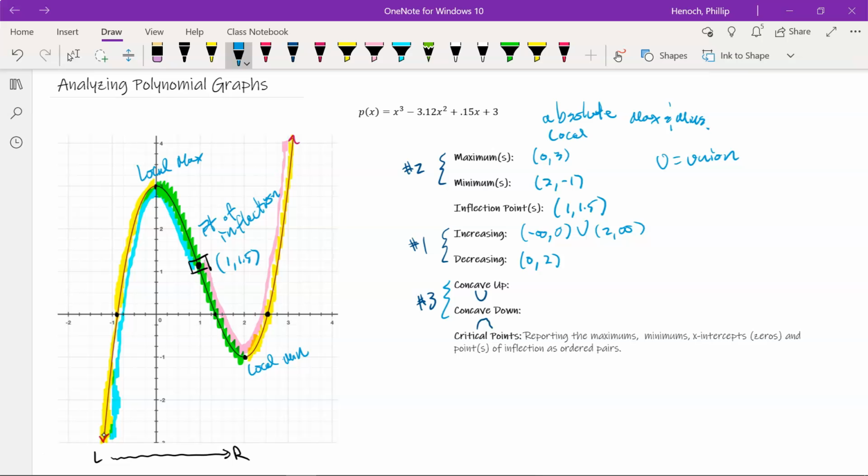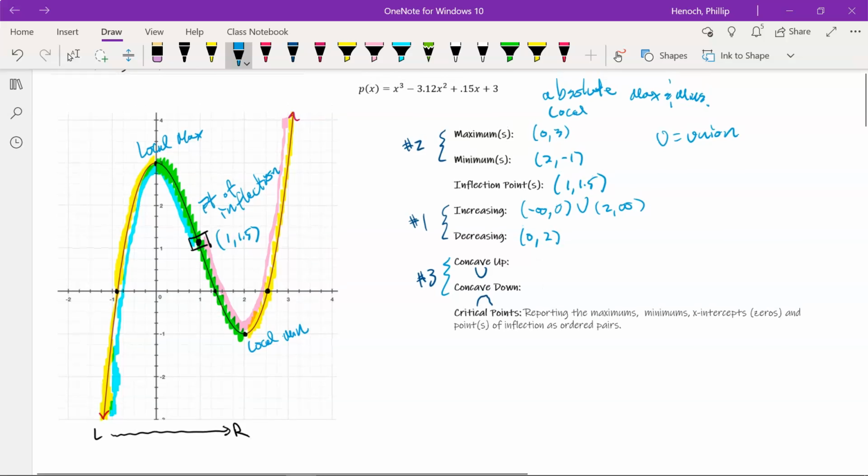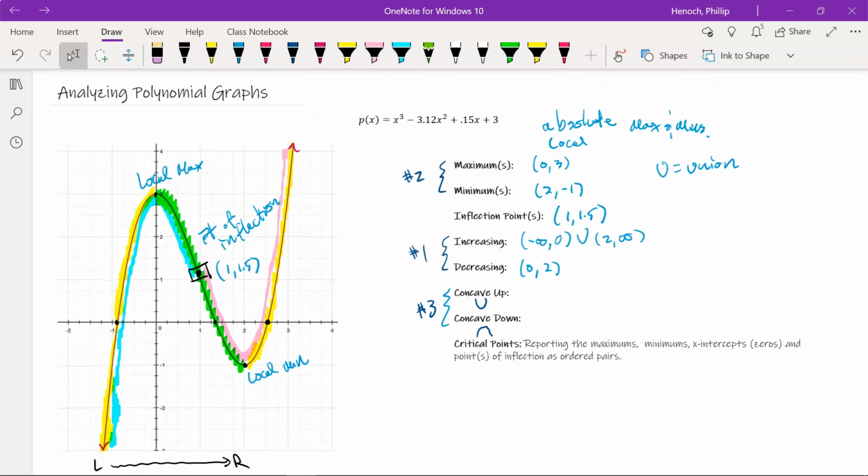And there's only one point of inflection. So let's take a look at a different type of graph, and we're going to follow these same 3 steps, because concavity, actually I should write, this gives you point or points of inflection. So if you can identify the concavity, you can figure out the points of inflection.